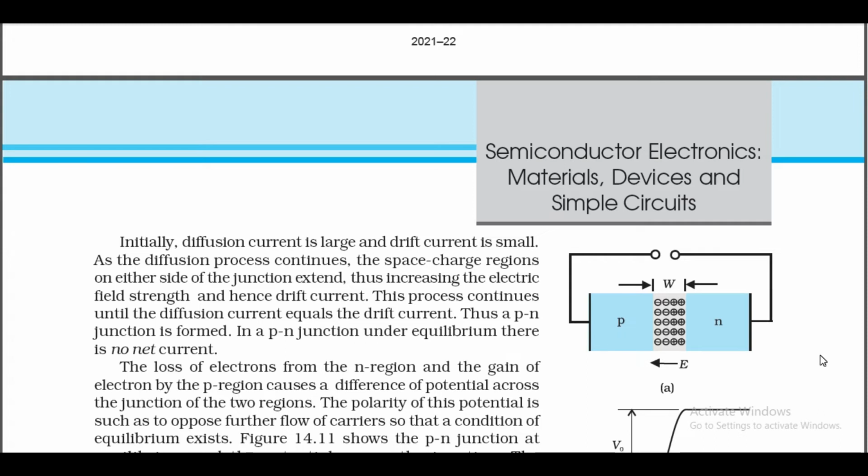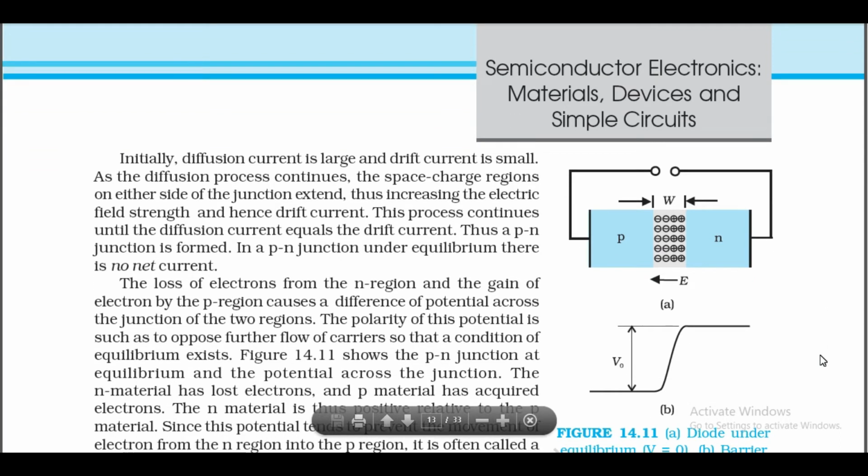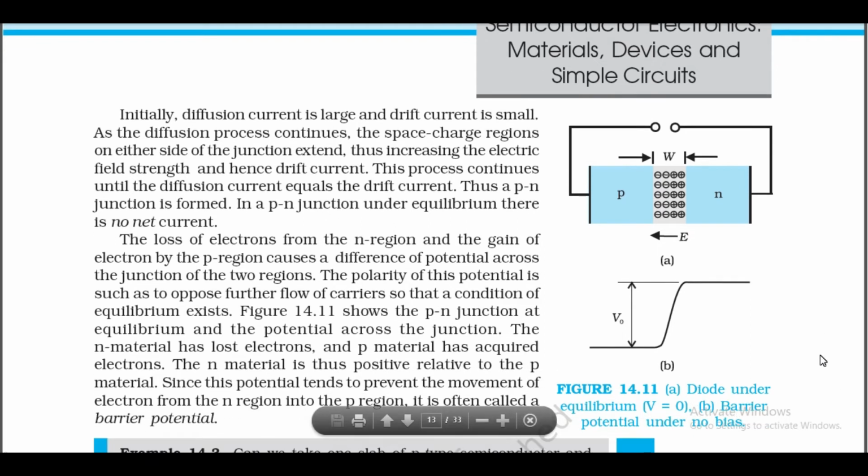In a PN junction under equilibrium, there is no net current. The loss of electrons from the N region and the gain of electrons by the P region causes a difference of potential across the junction of the two regions. The polarity of this potential is such as to oppose further flow of carriers so that a condition of equilibrium exists. Figure 14.11 shows the P and N junction at equilibrium and the potential across the junction.